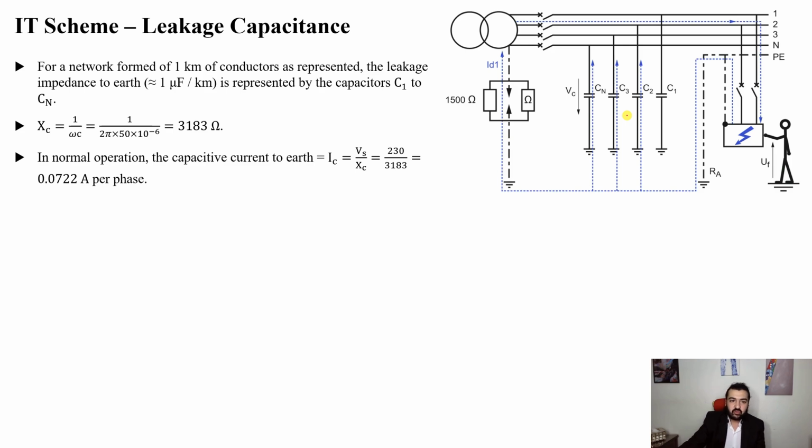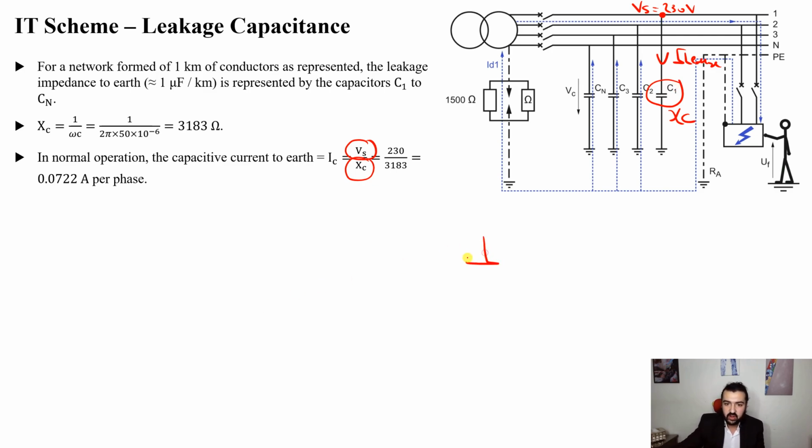What is the value of leakage current? Leakage current will be simply V phase divided by XC. Why is this? Because if you look here, V supply is equal to 230 volt, and this is a capacitance that has a reactance XC. So there is a small leakage current, I leakage, leaving in normal conditions.